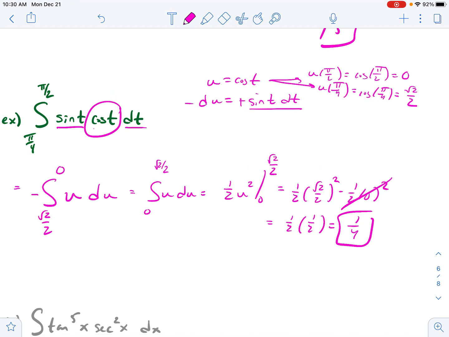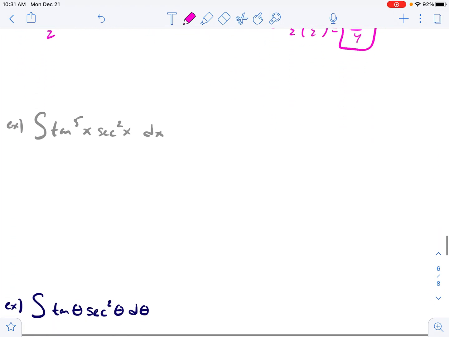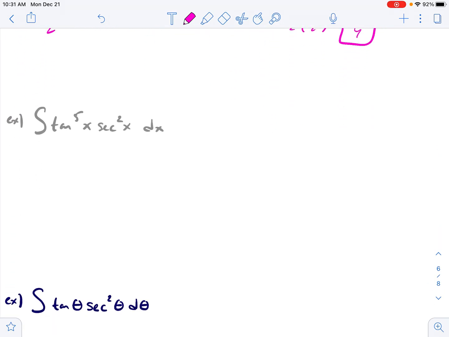So in this example, there were 2 different ways to go through it. That's not always going to be the case. Usually there's one specific choice of u that'll make it work. Rarely, in situations like this, it could actually work out either way. Okay. Next up, we'll focus on some tangent ones.